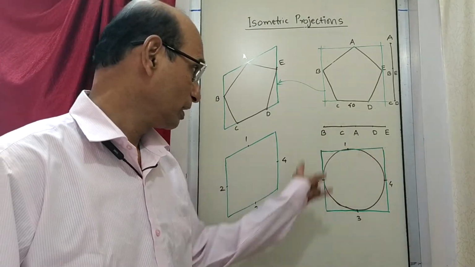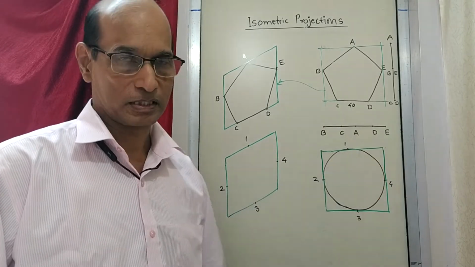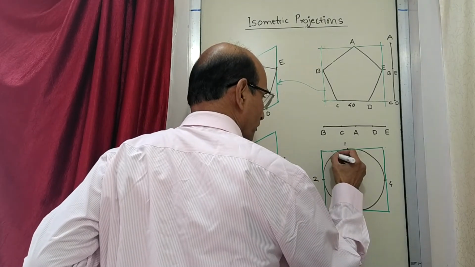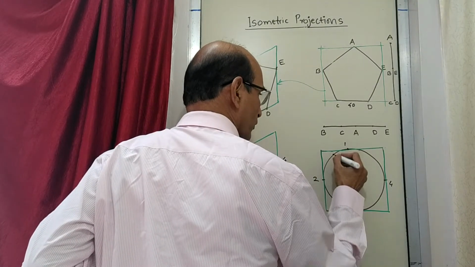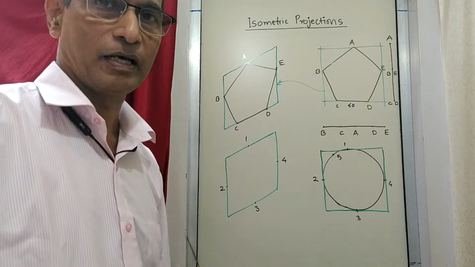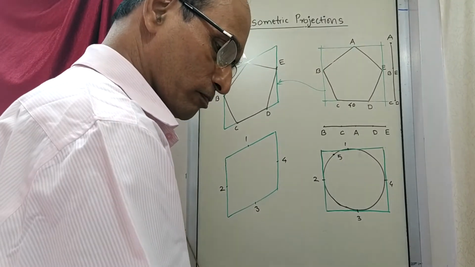Now for creating the entire circle, what do you do? You require more points. So suppose I take one point here, let's say 5, somewhere here. Where can you draw this point number 5 here? Can you draw point number 5 here? No, we don't know how to draw. So now what do we do?